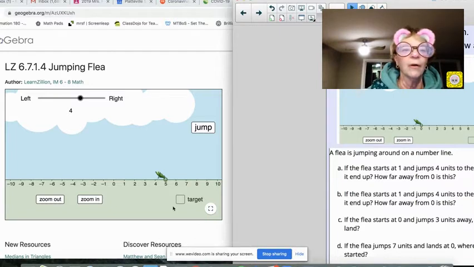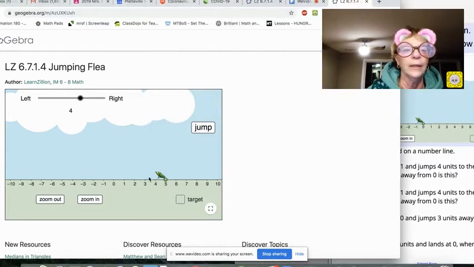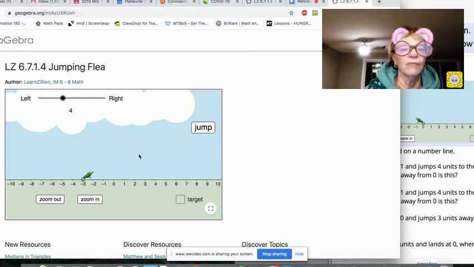And how far away from 0 is he? Well, you guys know he's 5 units away, right? Okay. If he starts back at 1, where we had him, and now he jumps 4 units to the left, question is, where does he end up? Notice he turned around. So cute. You know where he's going to end up? Boom. He's going to end up on -3, right? And now, how many units away from 0 is he?